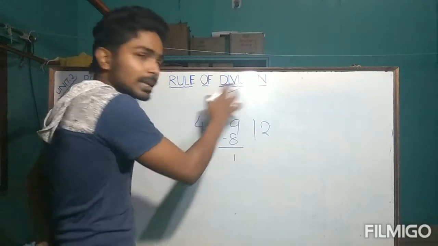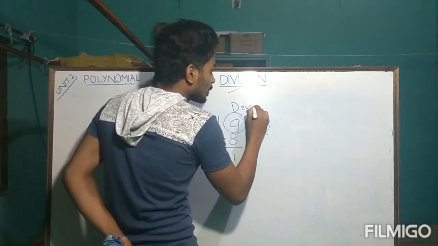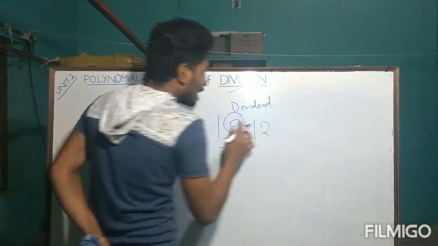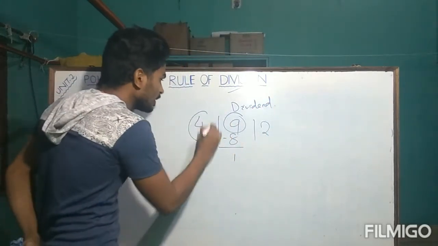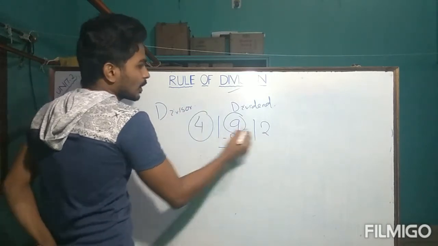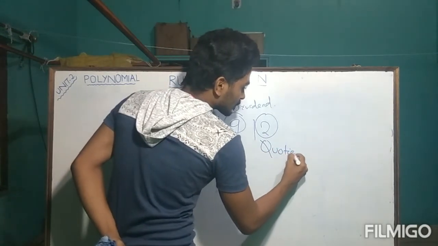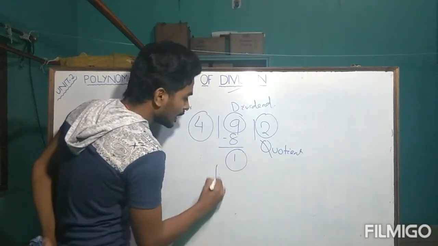So in this type of division, we have 9 as the dividend. We call 9 the dividend. Here 4 is called the divisor, 2 is called the quotient and 1 is called the remainder.